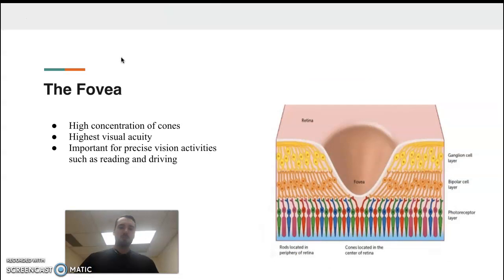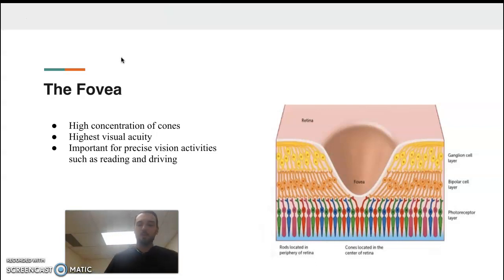Okay, which brings me to another classic point. As I mentioned earlier, the rods heavily outnumber cones, but there's an important spot on the retina called the fovea. In the fovea, there's a high concentration of cones, and it looks like a little dip, as you can see in the depiction, where there are no other neurons, it's just a straight focal point onto cone photoreceptors.